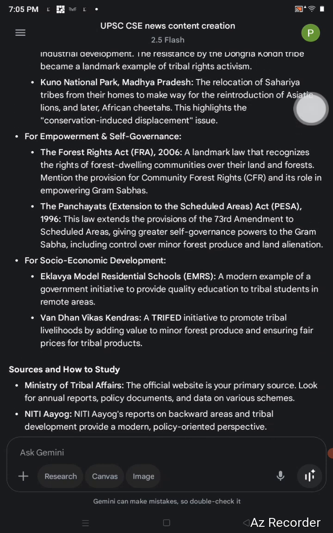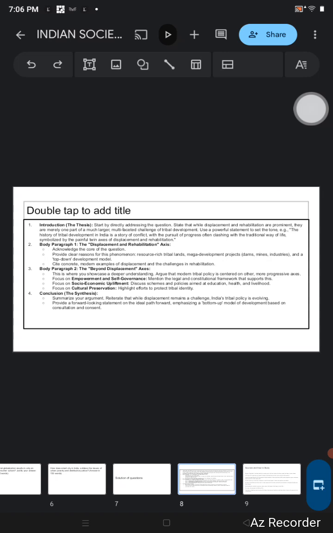And for the conclusion, argue that while displacement remains a challenge, India's tribal policy is evolving. Provide a forward-looking statement on the ideal path forward, emphasizing a bottom-up model of development based on consultation and consent. Yes, have an understanding of this bottom-up model of development. Not top down, bottom up.